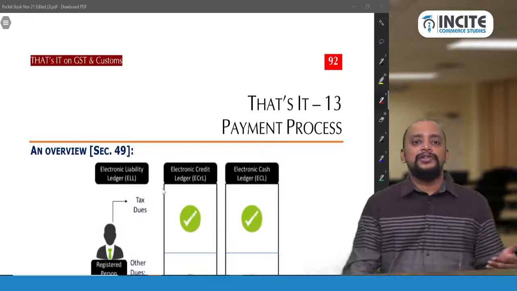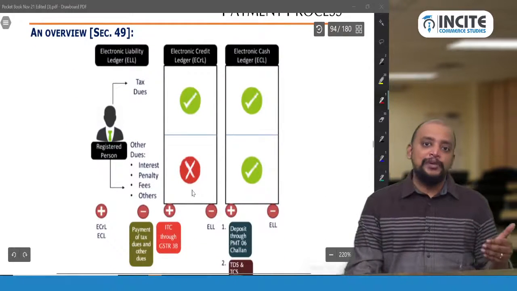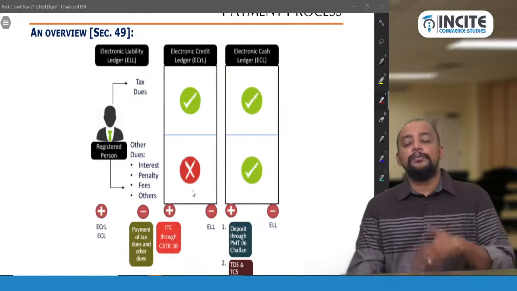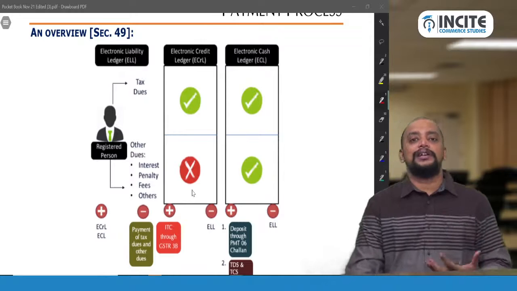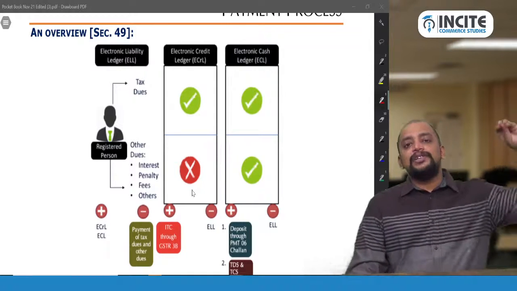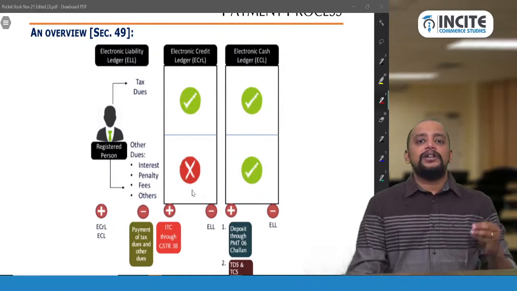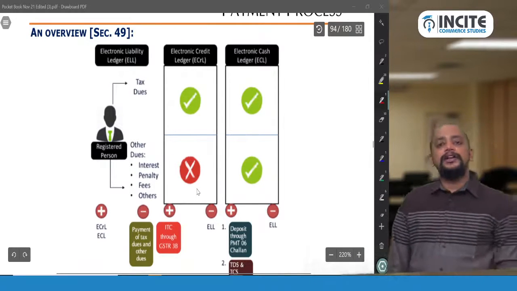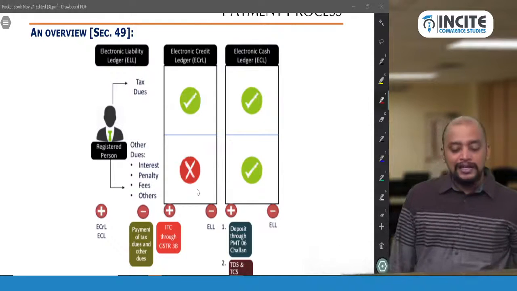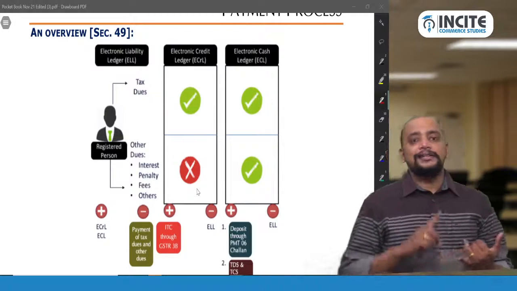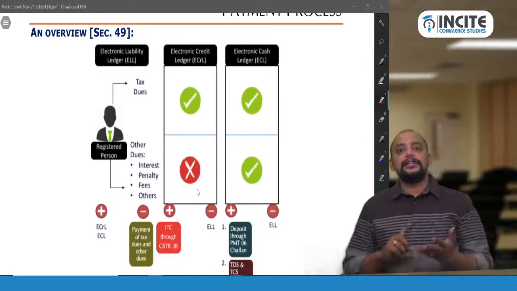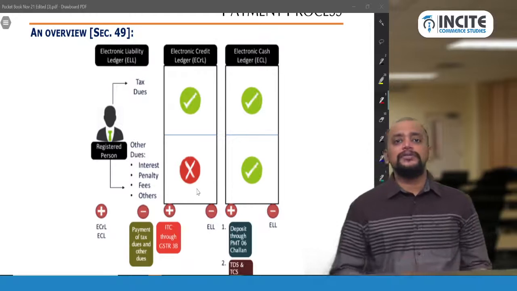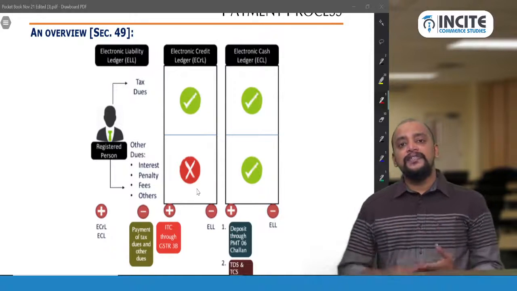Electronic liability ledger contains the details of the liability, and from where will the money be reflected in the electronic liability ledger? From our GSTR-1 and GSTR-3B, whatever liability that we report will be reflected in the electronic liability ledger. And the liabilities are divided into 5 heads: tax dues, interest, penalty, fees and others, TIPFO. Okay, so these are the 5 heads under the liability.